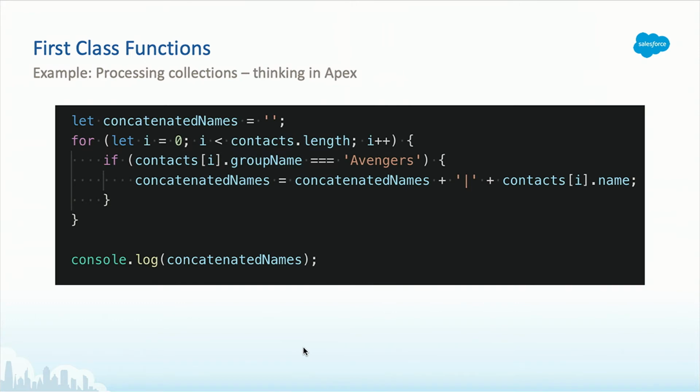If I were to write my JavaScript like I'm writing Apex, you would probably do something like this. So you'd initialize a blank string, use a for loop to iterate through all the contacts. If the contact belongs to a desired group, then concatenate their name to the string. Now on its face, there's nothing wrong with this. You can write this in JavaScript and it would work, and it would execute the behavior that we desire here. But you typically wouldn't see it written like this in JavaScript.